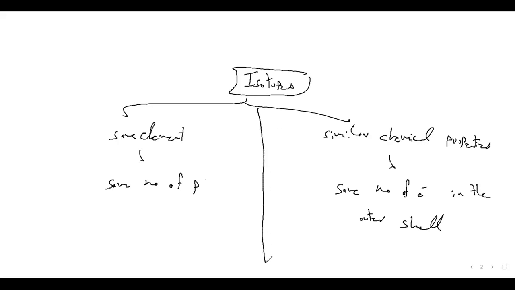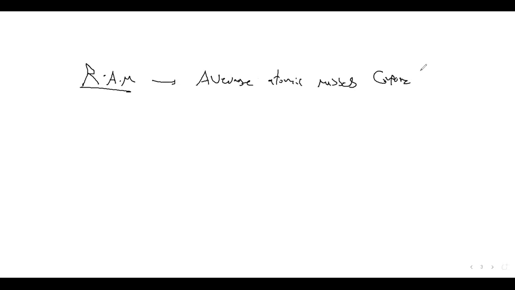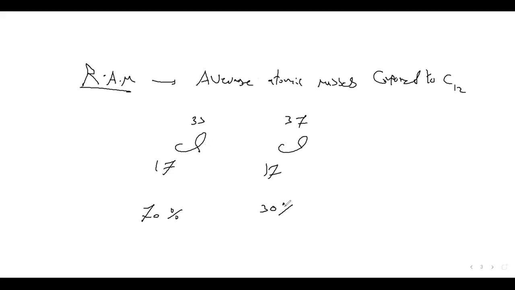After that, how do we calculate the relative atomic mass? Relative atomic mass is the average atomic mass compared to carbon-12. For example, if you have Cl-35 and Cl-37, the abundance 70% and the abundance 30%. Calculate the relative atomic mass.